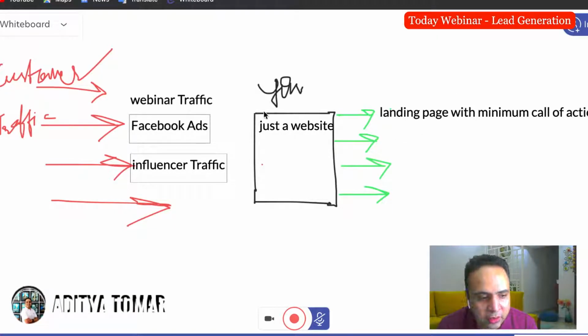Then the second should be a lead capturing tool, or you can say a pixel, and what you call opt-in.